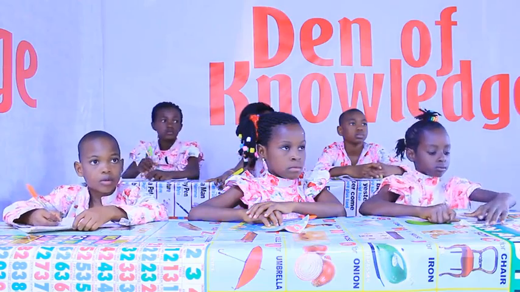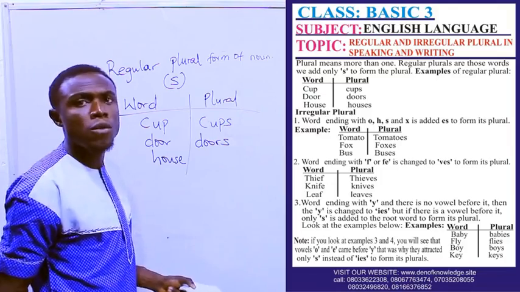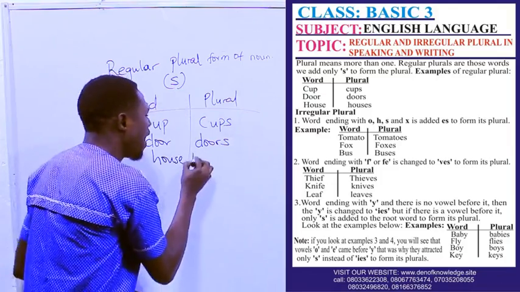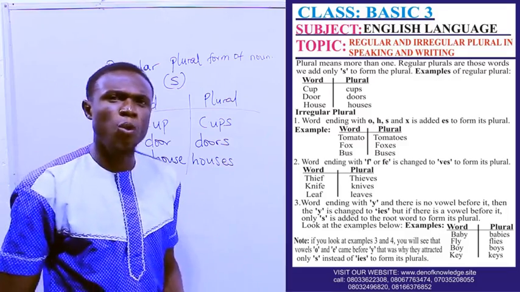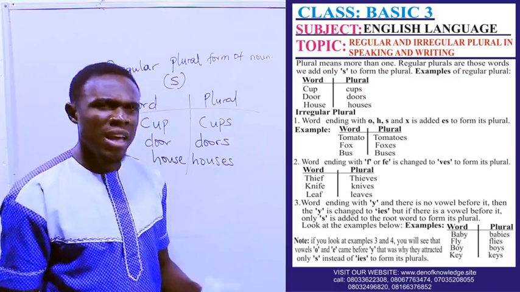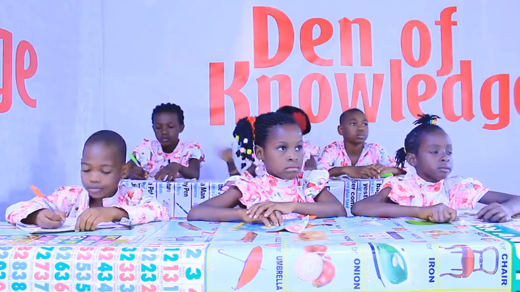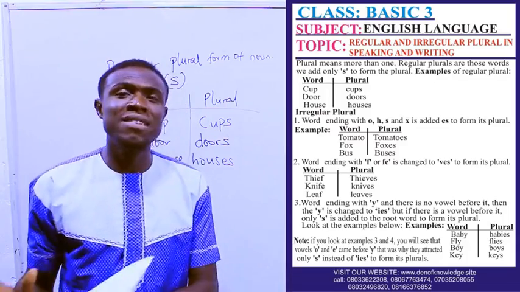The last one we are going to look at here is house. How do you do house? House, of course, one house. Two houses. Just add only s. You turn it to houses. Okay? You know so many of them, like boy, boys, chair, chairs, bed, beds.